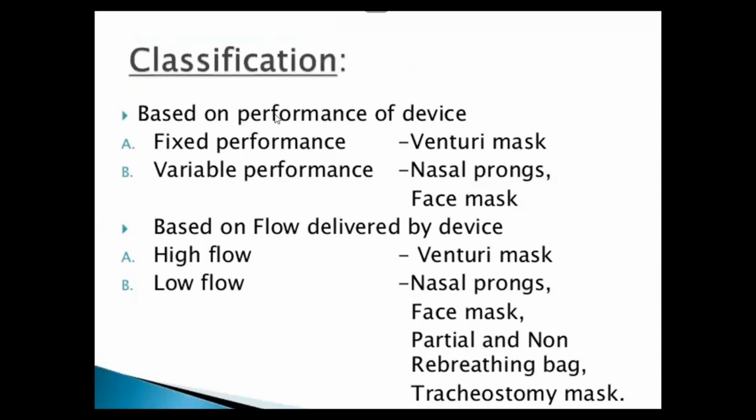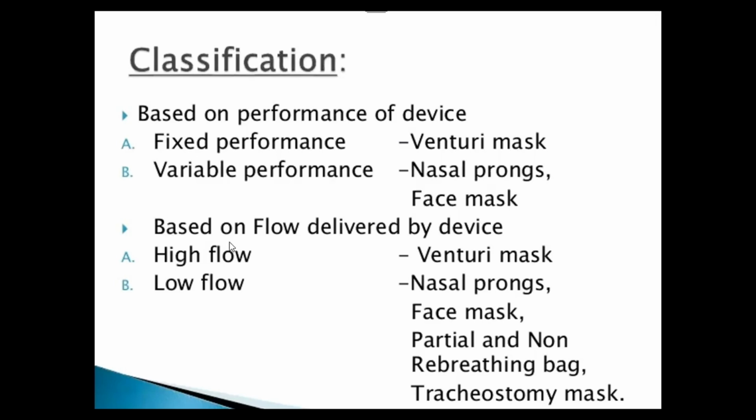It's classified based on the performance of a device. Fixed performance means Venturi mask. What is called fixed performance? Performance means you can actually fix it, like 40%, 60%, 31%, 28%. So it can be calibrated and it can be fixed. Or variable performance. Variable performance means you are giving a flow of liters, but the FiO2, the fraction of inspired oxygen that the patient finally gets, is based on the patient's spontaneous effort and the air entrainment, how much of the air is diluting the oxygen. So like nasal prongs, face mask, and everything.